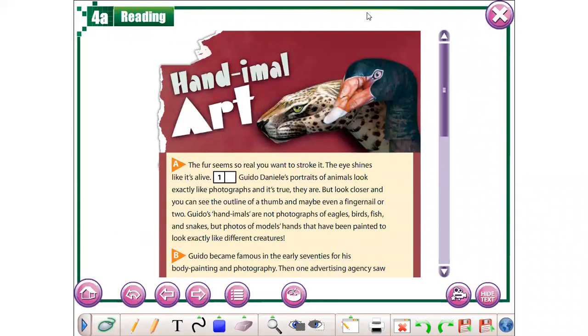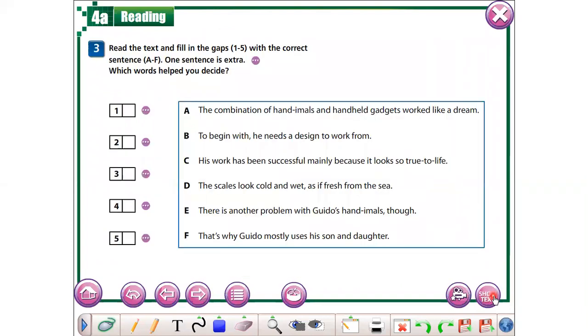Now, let me use one of the tools so you can see something. So it means the first seems so real, you want to stroke it, and the eyes shine like it's alive. So here we're talking about painted drawings that look as if they were alive. So let's see if we have a sentence that mentions something about the drawings looking alive. Let's see, letter D: the scales look cold and wet as if fresh from the sea. And this is the correct answer for number 1.